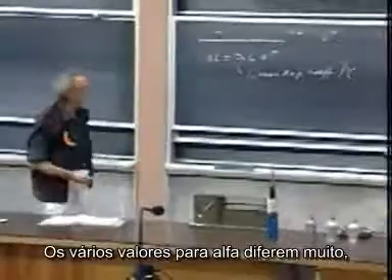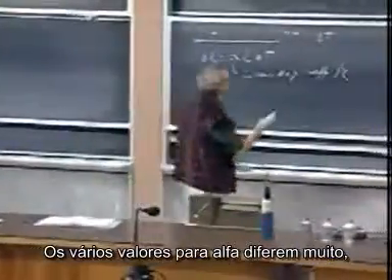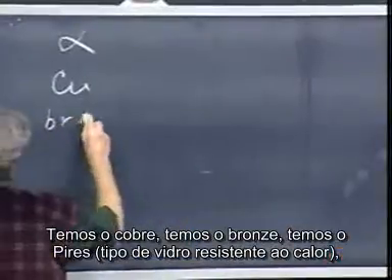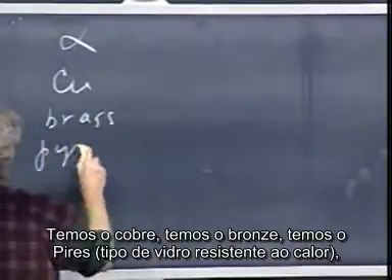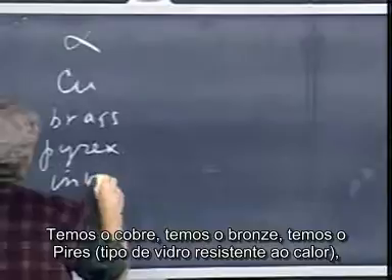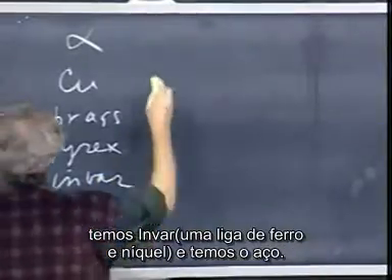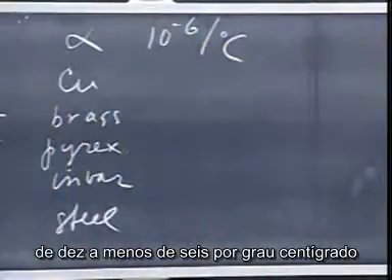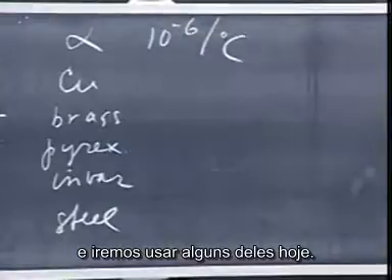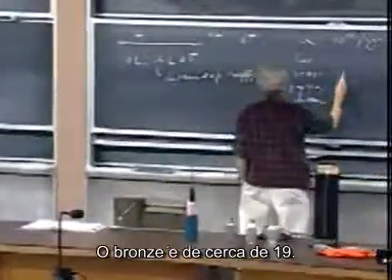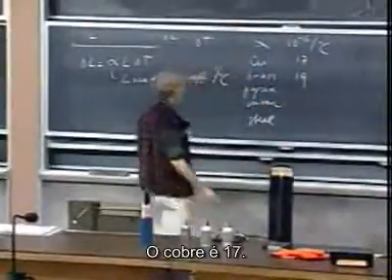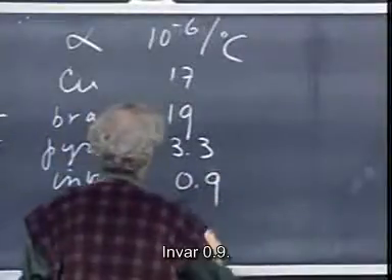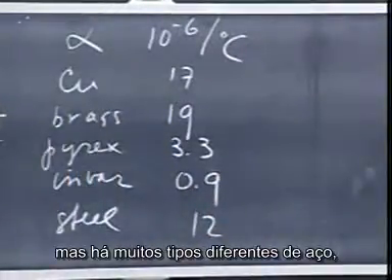The various values for alpha differ a great deal. I'll give you some values for alpha. I'll give you copper, brass, pyrex, invar, and steel, and they are in units of 10 to the minus 6 per degree centigrade. And we'll use some of them today. Brass is about 19. Copper is 17. Pyrex 3.3. Invar 0.9. And steel is roughly 12, but there are many different kinds of steel.